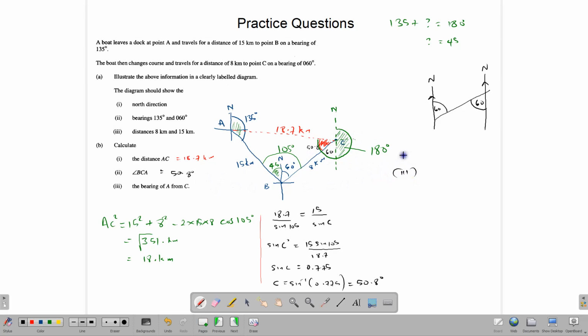And now we can find our bearing, because our bearing in part 3 will now be equal to 180 degrees plus that 60 degrees plus that 50.8 degrees. Once we add up all of that, we can see that the bearing of A measured from C is 290.8 degrees. So this is the solution for this question.